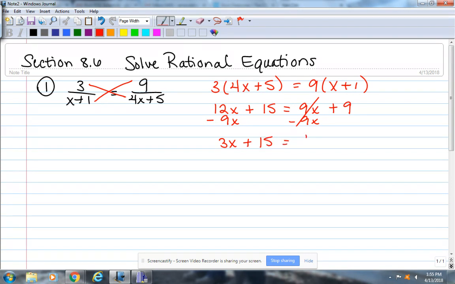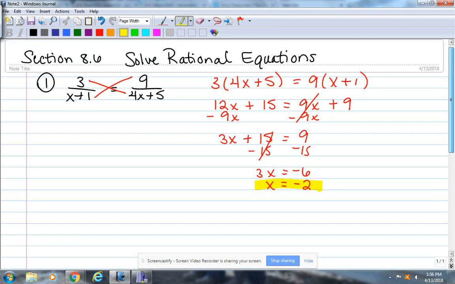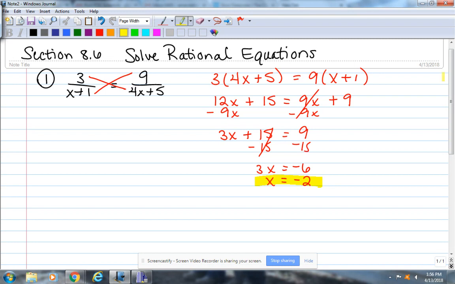And then I would subtract 15. And 3x equals what? Negative 6. Divide by 3. And x equals negative 2. That's it. So you cross multiply both sides, distribute both sides, and then solve it for x. Okay? That's it. We're finding answers today. That's right. We're solving equations. Anytime you solve an equation, you're finding x equals blah, blah, blah.